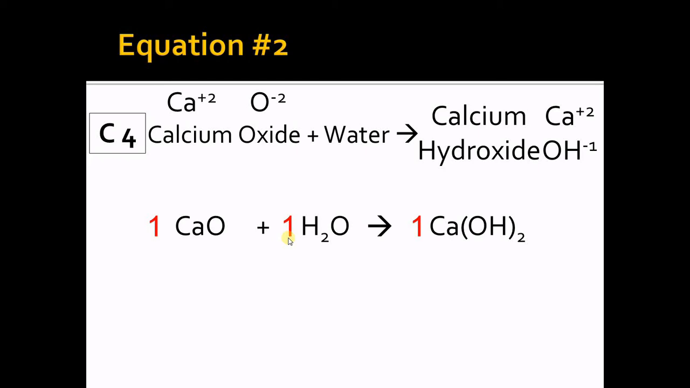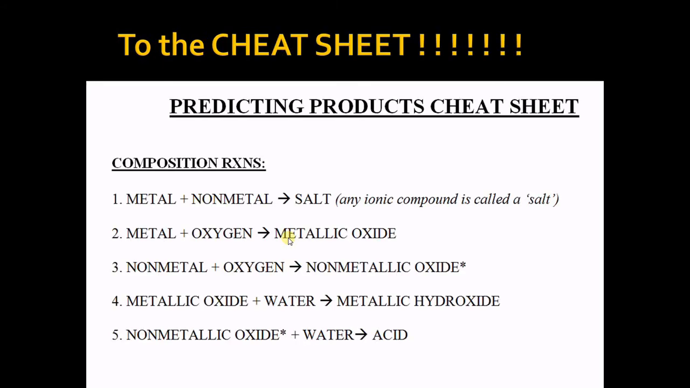One left for you guys to go through here, and then I'm going to have you guys practice some on your own here, and then you can pause the video and see if you got them right or not. Equation number 3, sodium plus chlorine. So first step, always go to your cheat sheet. Here it is. Sodium, you should know by now, or at least recognize that sodium is a metal, and then chlorine is a non-metal. So best category is number 1. Metal plus a non-metal yields a salt.